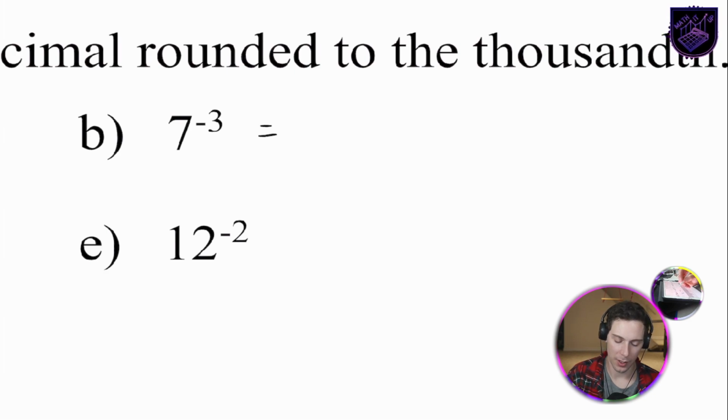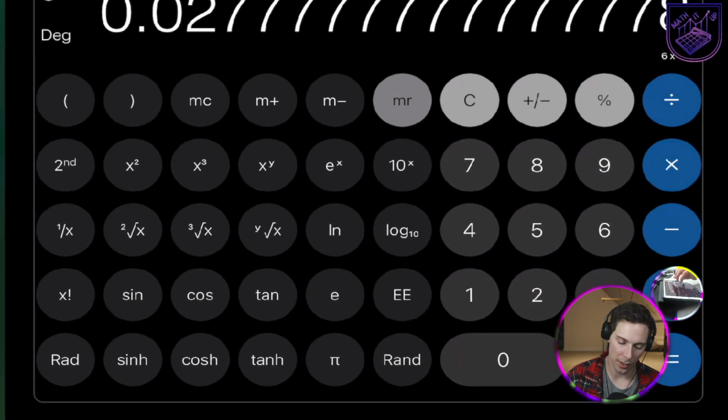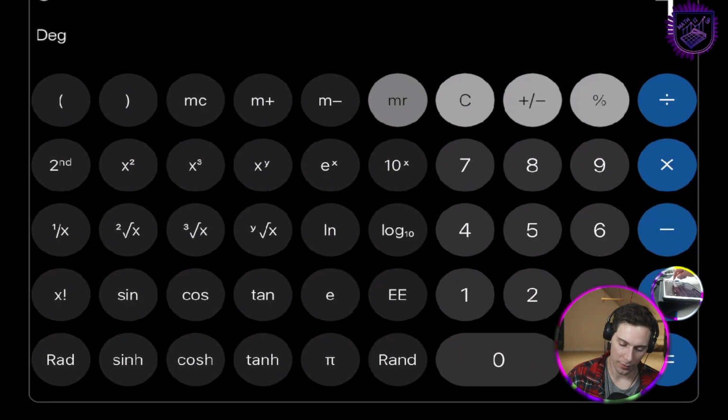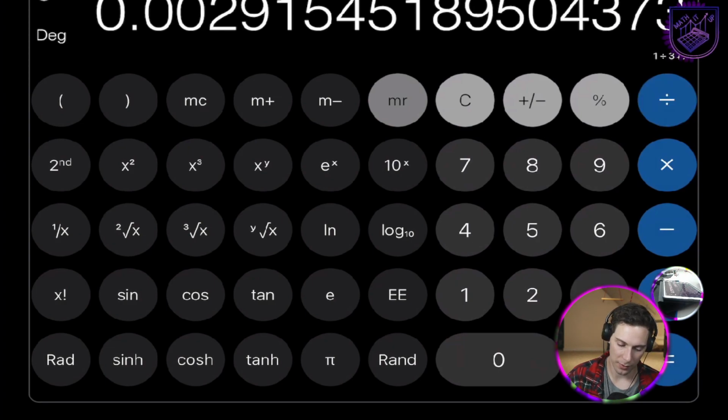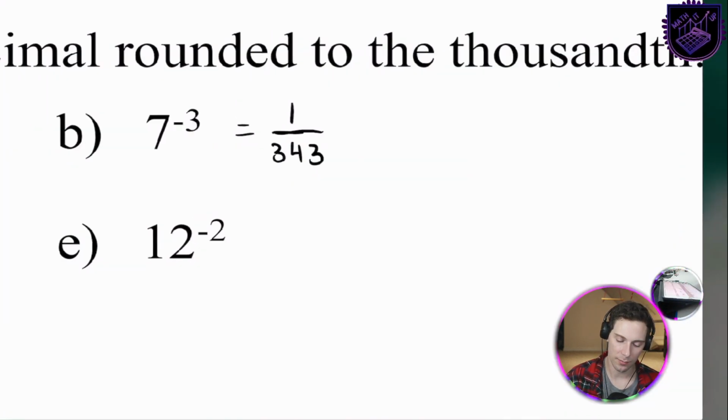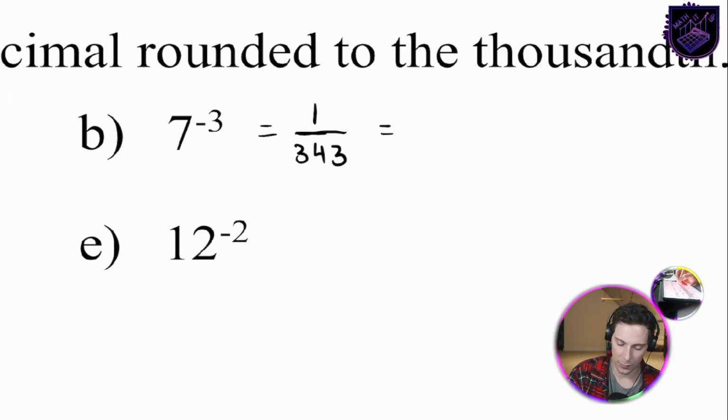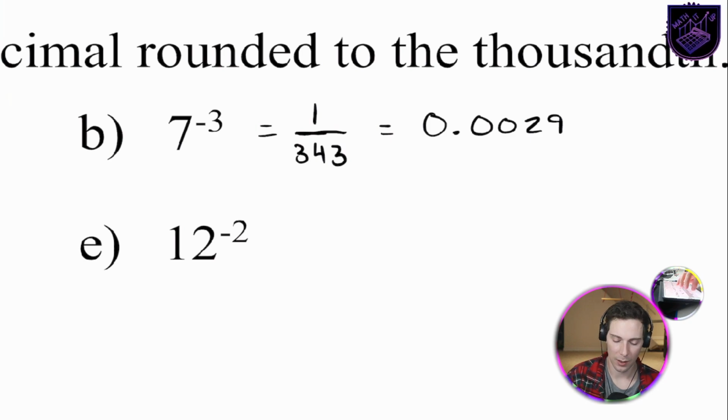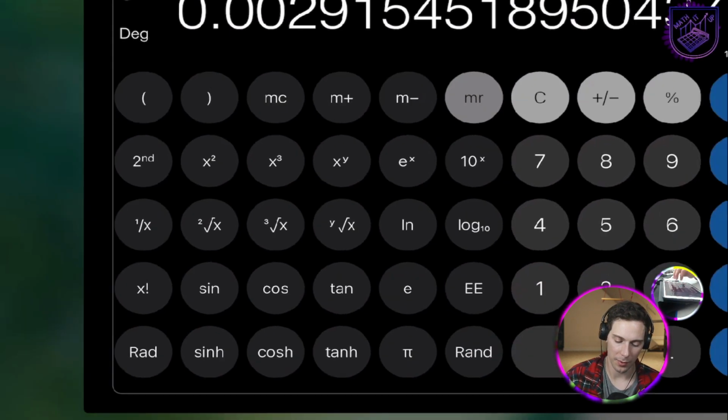7 to the power of -3. So this is going to be what? 1 over 343. Remember that from earlier. We can do that. 1 divided by 343 equals 0.0029. But you could also round to 3.